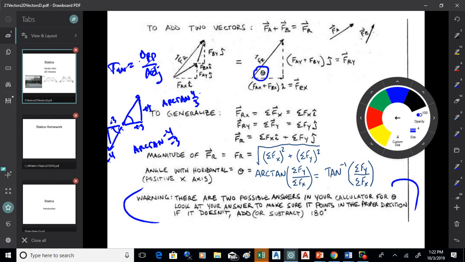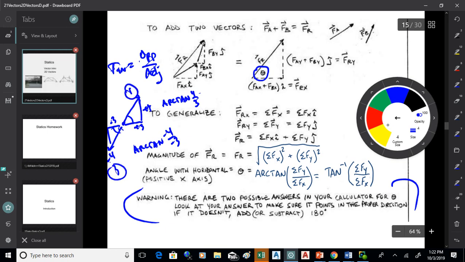Okay, so it doesn't know the difference between those two things. So it's going to kick out by default the angles in quadrants 1 and 4. See, this is quadrant 1 up here, right? If the answer is actually in quadrant 3, it won't know it. You're going to have to recognize that.